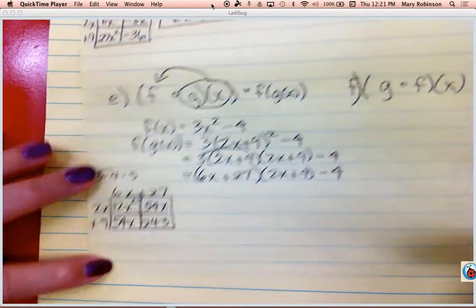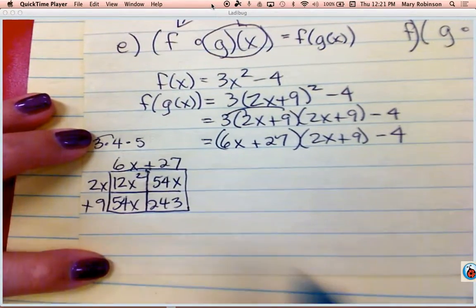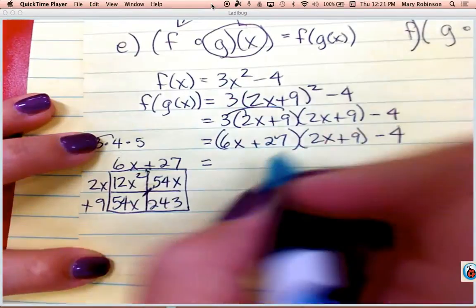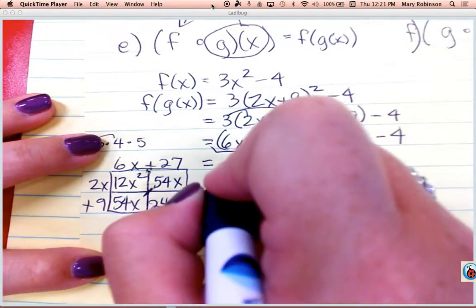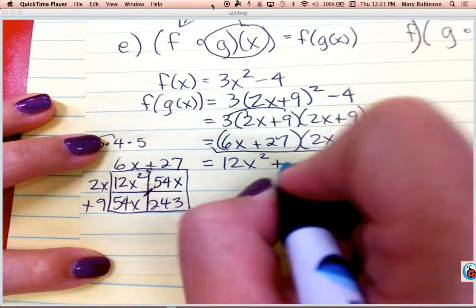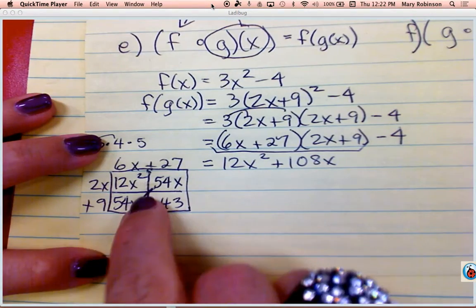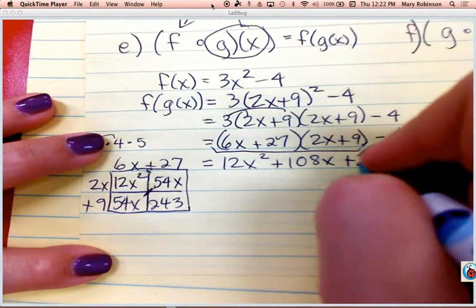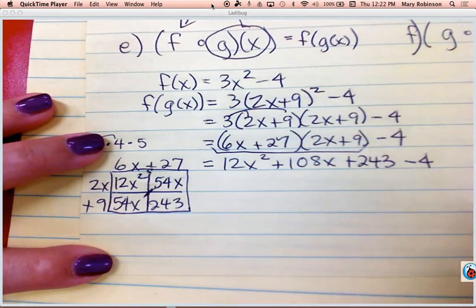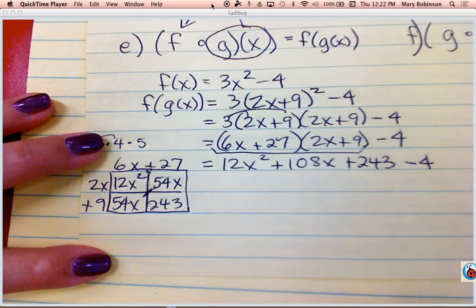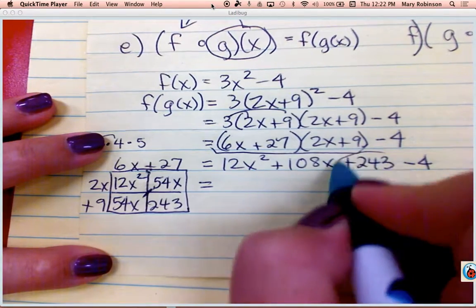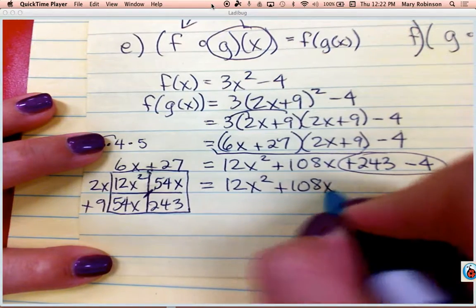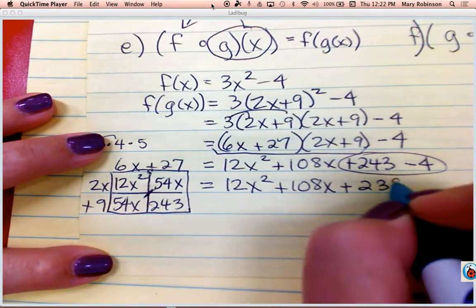At this point, you do want to recognize that you do have like terms diagonally in your box, so those need to be added together. So what I have at this point, this product here is now 12x squared plus 108x. That comes from 54 plus 54, plus 243, subtract 4. Don't forget to keep bringing that minus 4 down. At this point, our last step would be to combine integers. So we'll have 12x squared plus 108x plus 239.